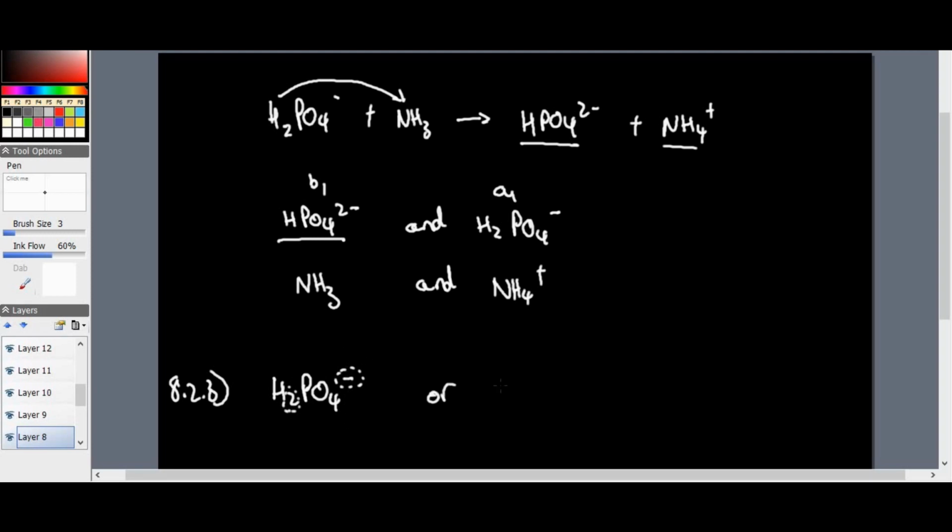There's another substance which is also an ampholyte, HPO4 2 minus. This shows that it can still donate a proton, but it can also accept another 2 protons. So there are 2 ampholytes. You can choose either one, it doesn't really matter which one you choose. They are both ampholytes in that they can either act as an acid and donate, or act as a base and accept.